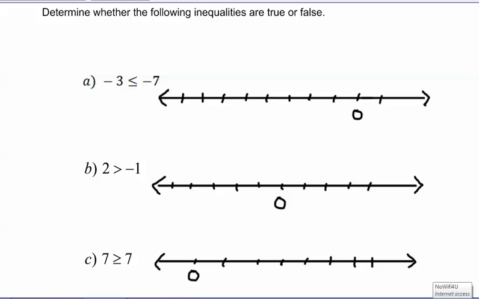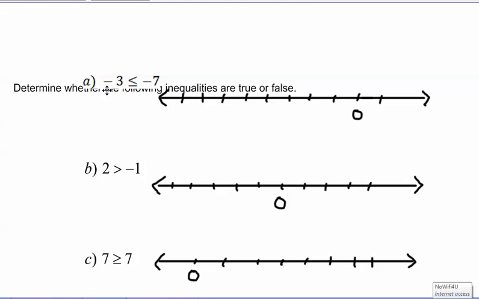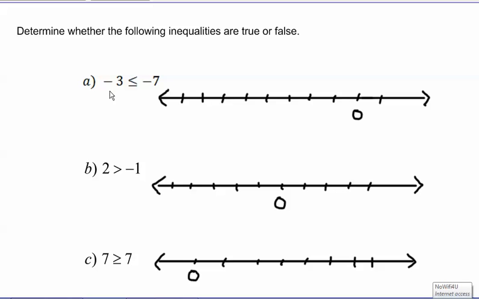Determine whether the following inequalities are true or false. So let's see the inequalities that we're given here and see what we can determine about them. So this first one is saying that -3 is less than or equal to -7.